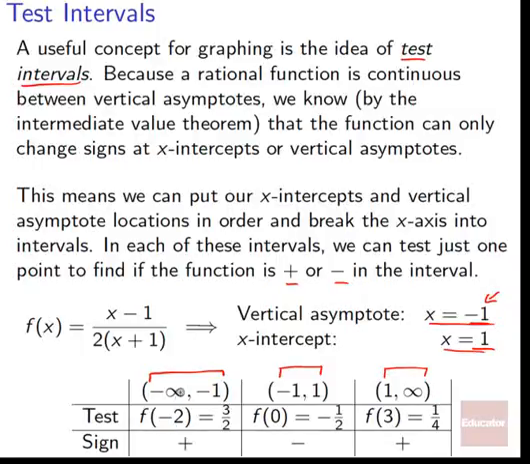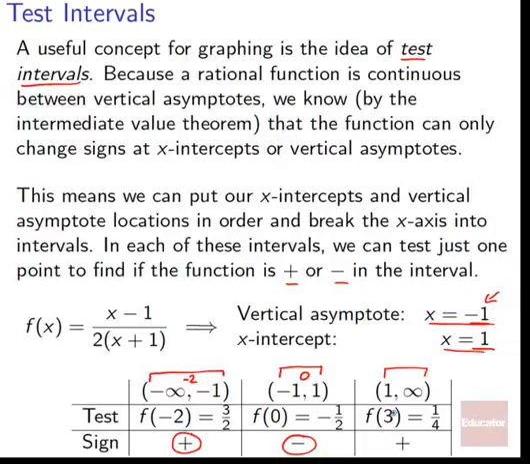So let's test any point. Negative 2 is inside of that first interval, so let's try out negative 2. We plug in negative 2, and we get negative 3 divided by negative 2, which becomes positive 3/2, so it is positive. Everywhere between negative infinity and negative 1, it's positive. Negative 1 to 1, let's look at 0. 0 is definitely in that interval. We plug that in, we get negative 1 divided by 2, so negative 1/2. That means it's going to be negative everywhere inside of that interval.